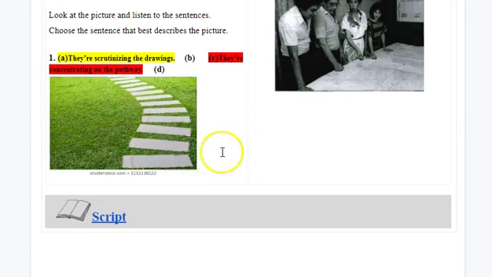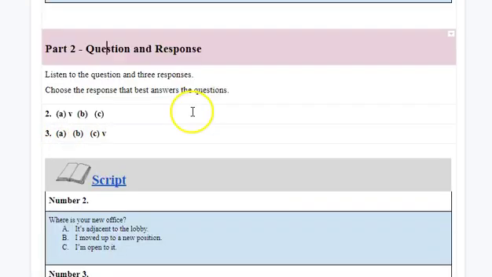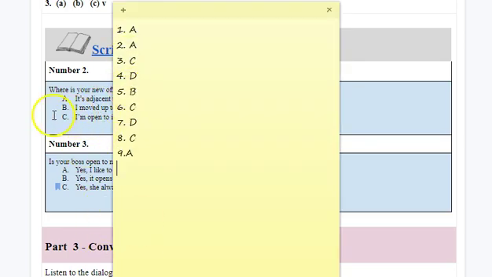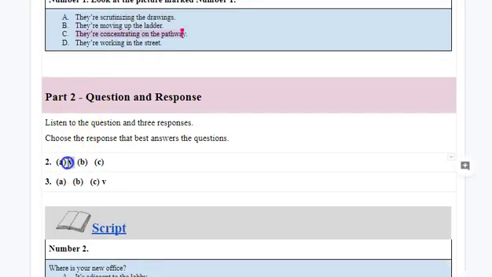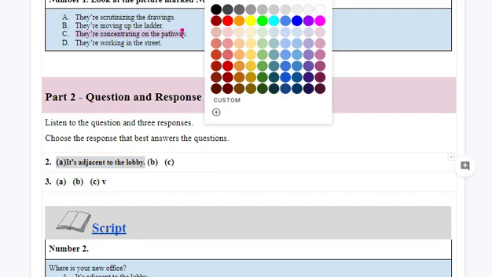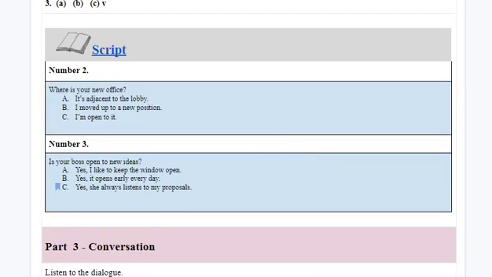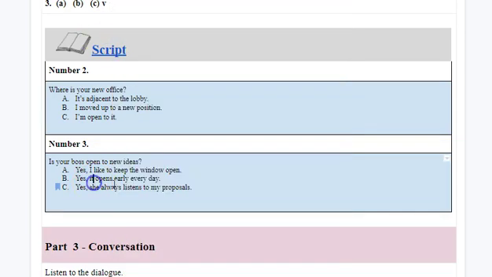All right. So part 2, question and response, Abel. Question number 2. Where is your new office? A. Very good. It is adjacent to the lobby. All right. And number 3, is your boss open to new ideas? C, yes, she always listens.